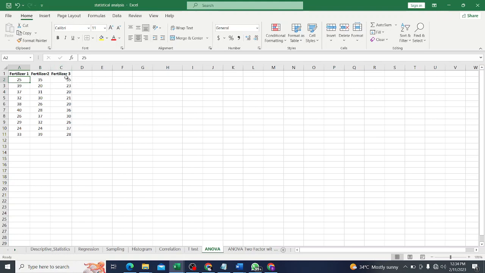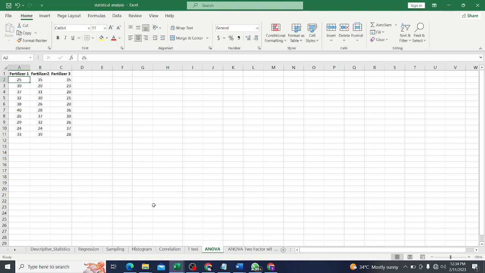So we have three types of fertilizers, and the fertilizers were applied on 10 maize in each plot, and the yield of each of the maize was measured according to the fertilizer applied. So we are going to be using analysis of variance to compare if there's a significant difference in the yield of maize according to these three fertilizers.